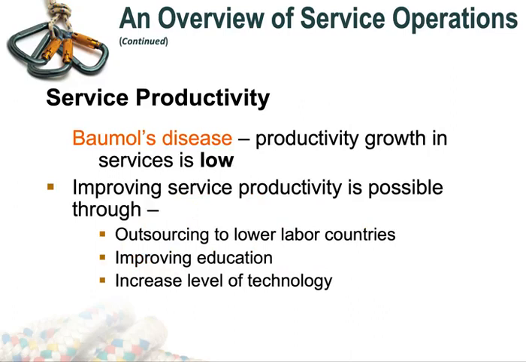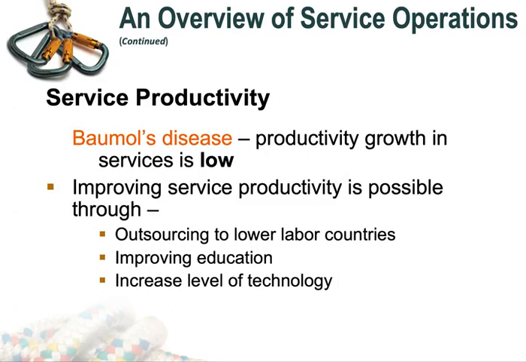So in terms of service productivity, we have Baumol's disease. It says that productivity growth in services is low. How is it possible to improve service productivity? Outsource to lower labor cost countries, improve education, and increase the level of technology. So it means that we can increase productivity by reducing the input needs or input resources. For example, outsourcing to lower labor cost countries.